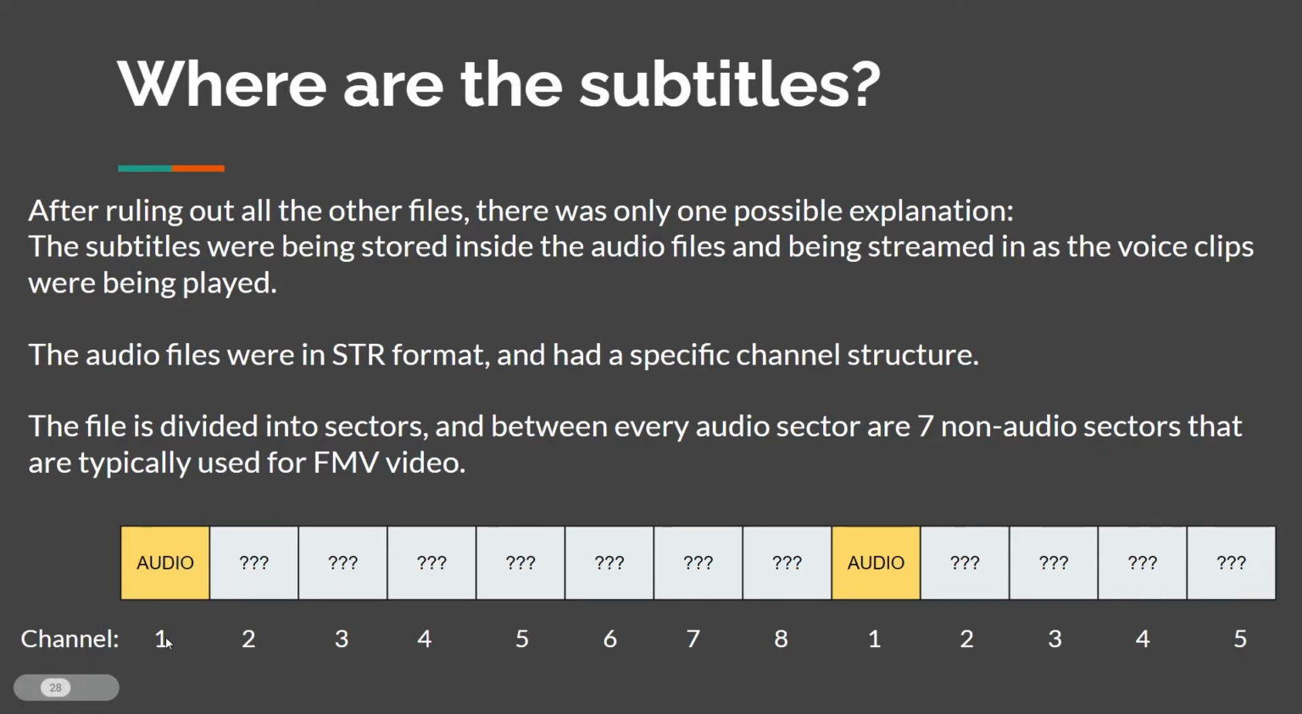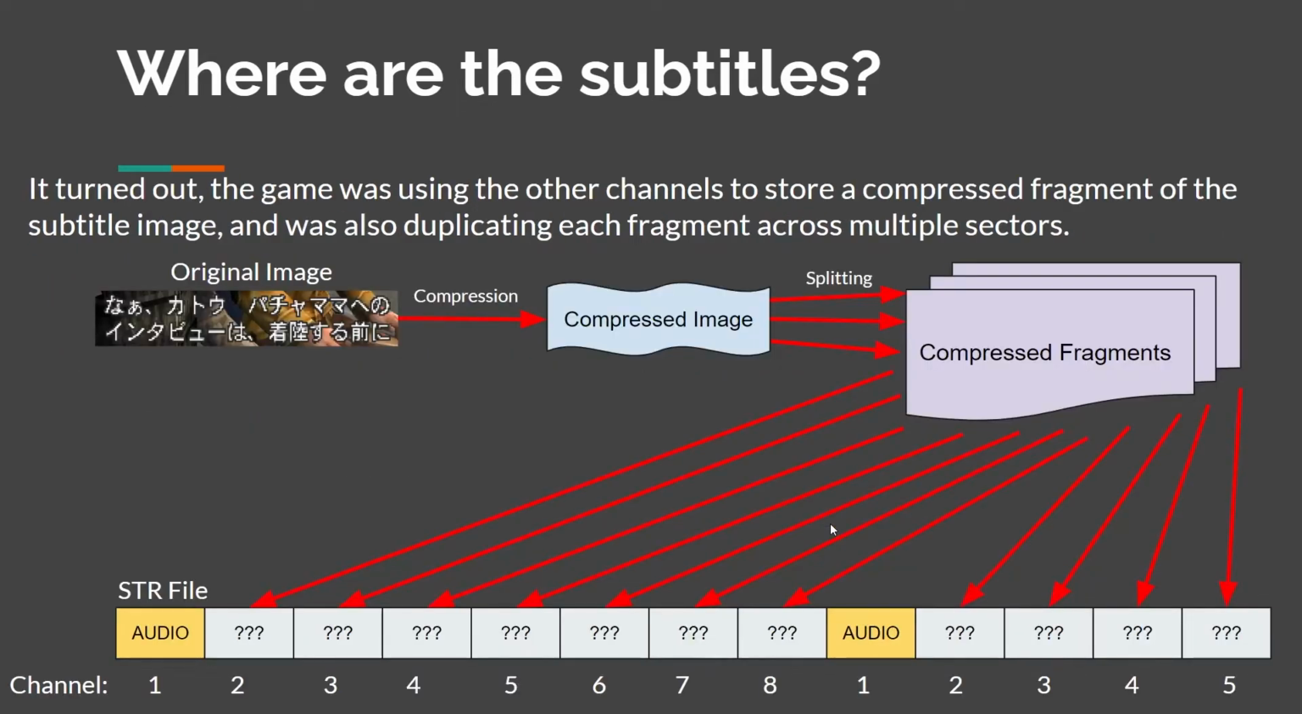Channel 1 is reserved for audio. As we can see, this pattern repeats every 8 sectors, with channel 1 being for audio. But everything in between there can be used for anything. So what the game was actually doing was compressing the subtitle, splitting that subtitle into tiny fragments, and then dispersing those fragments over the audio clip, the total audio clip.